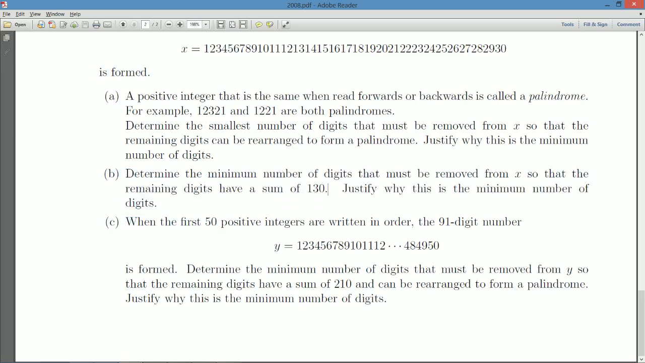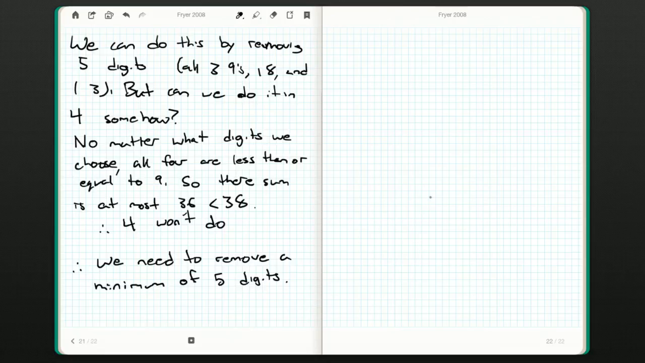Alright, so just as before in A, and although we didn't actually do it originally in B, we used our work from A, we need to figure out how many 1s, how many 2s, how many 3s, how many of each digit are we already dealing with in Y. That'll tell us what we need to pair off, and then we can start worrying about getting a sum of 210.